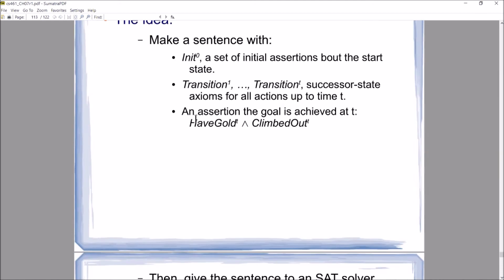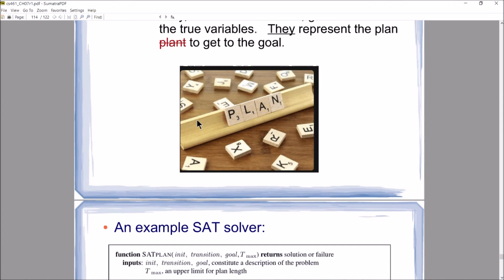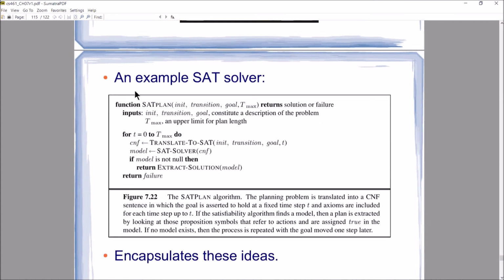All right, so let's look at the pseudocode algorithm that's encapsulating all of these ideas. An example solver. This is going to give you your plan, a solution, or failure. So what are the inputs here? Those initial sentences, all of your transition sentences, and your goal sentence; all those inputs are the description of the problem. Now, we're adding something here that we hadn't mentioned so far, which is Tmax. This is placing a limit on how long the plan can be. And remember, the plan is a set of actions that the agent can take.